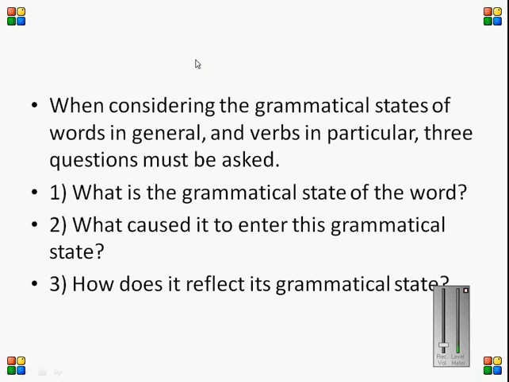When considering the grammatical state of a word in general and verbs in particular, 3 questions must be asked. Number 1, what is the grammatical state of the word? Number 2, what caused it to enter this grammatical state? And number 3, how does it reflect its grammatical state? So whenever we come across a word, in particular a verb, these are 3 questions we can ask ourselves to make sure we understand the grammatical states.